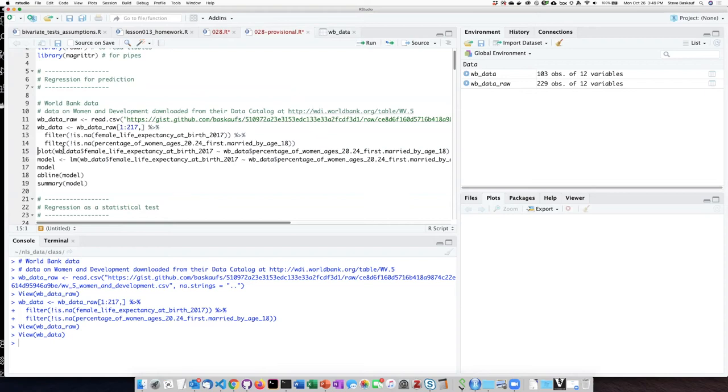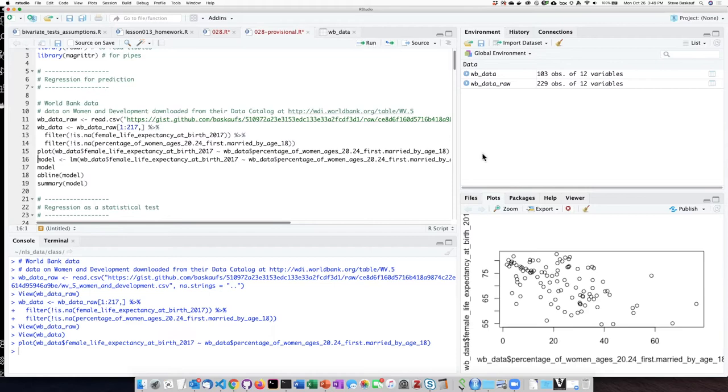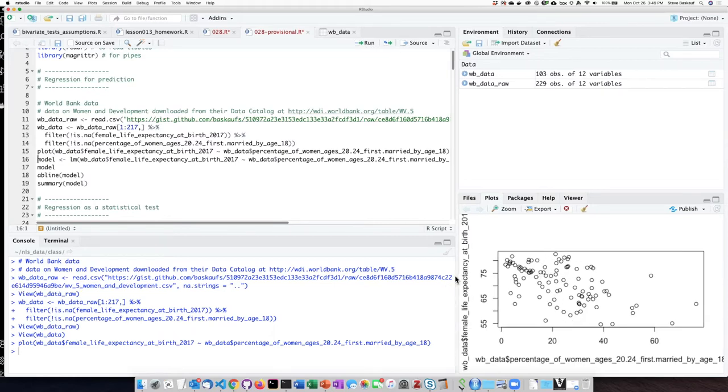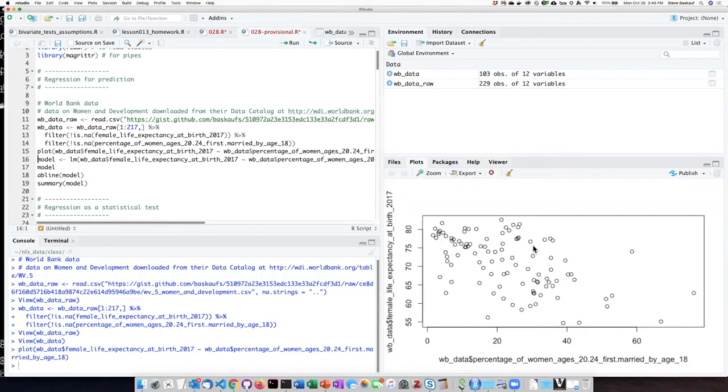We can now make a plot and see what those data look like. So it does appear that there is a relationship. It's not a very tight pattern, but it does look like there is a pattern.